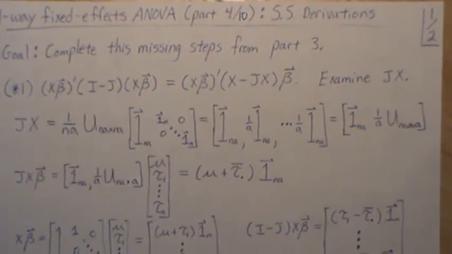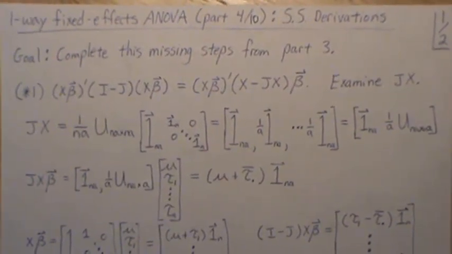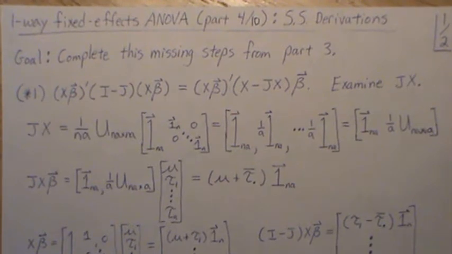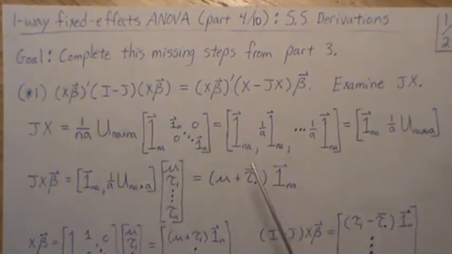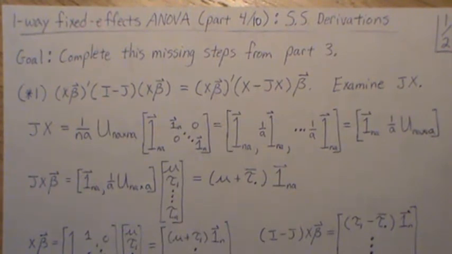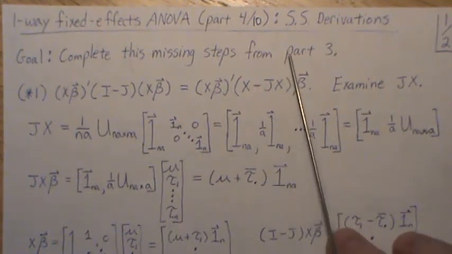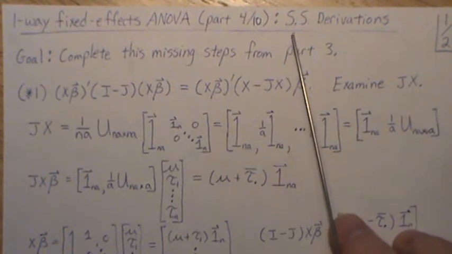Hello, this is the next video in a playlist that I'm calling General Linear Models Design of Experiments. And this is part 4 of a little mini-series that I'm doing on one-way fixed effects ANOVA. And here we're finishing up a derivation from part 3 actually.